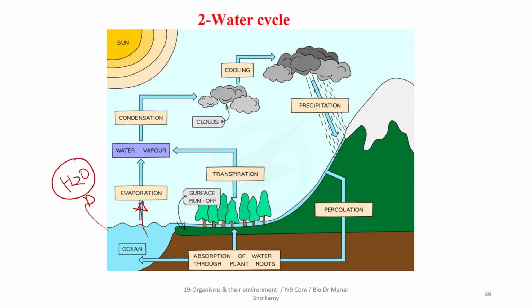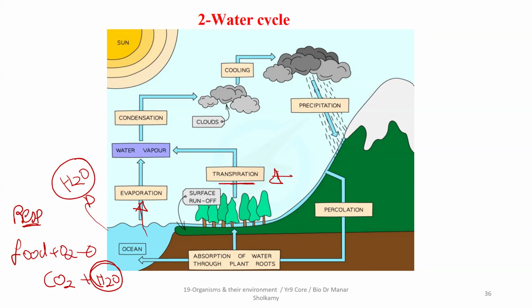What else releases water vapor into the environment? Respiration. Respiration from organisms, if you forgot. Respiration is food plus oxygen giving us carbon dioxide and water. So water vapor is released into the environment by respiration. Also, transpiration, I think you know it very well. This is the evaporation of water vapor from plants. So all these things will add water vapor into our environment.